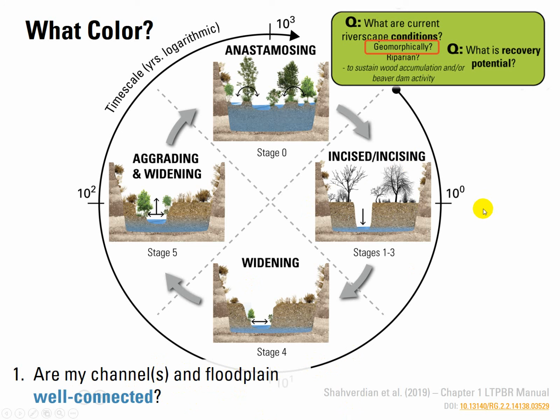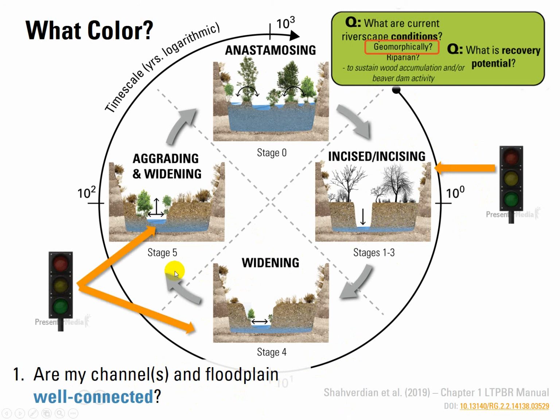This is interesting, right? If we come back to our simplified riverscape evolution model, basically if I'm in this sort of stage, we could give it a red light. If I'm in these sort of stages, we give it a yellow light. So poor, moderate versus good, right? That's the kind of scale you want to dumb this down to.